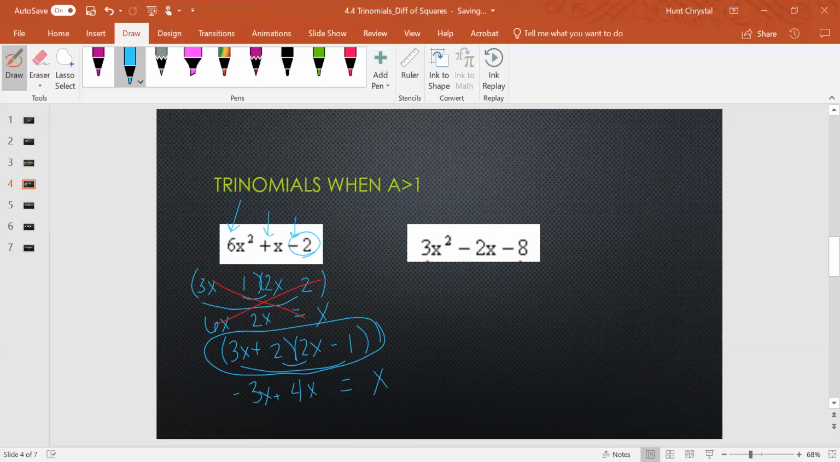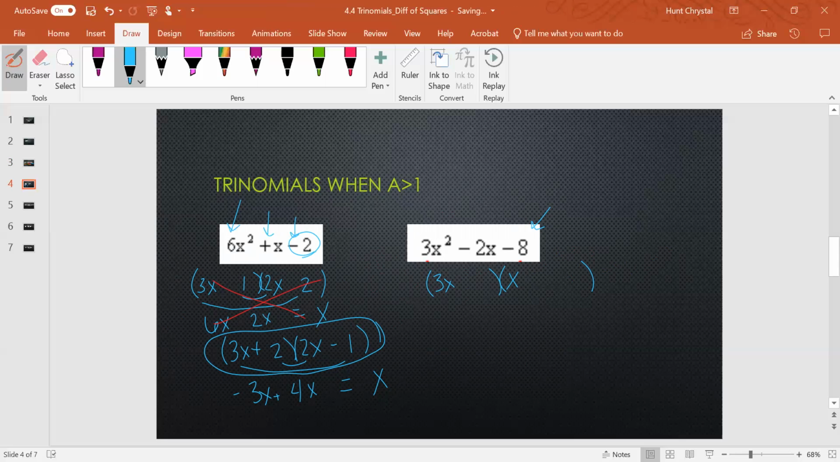Okay, let's try it again. And these, again, are not in your workbook. These are just extra examples, so we can do the ones in the workbook. Alrighty, so we're going to take factors of 3. Luckily, there's only one set. That's 3x and x. Now, my factors of 8, I have 1 and 8, 2 and 4.